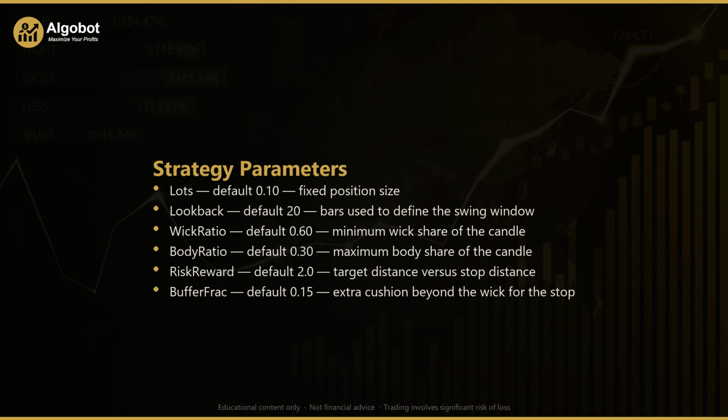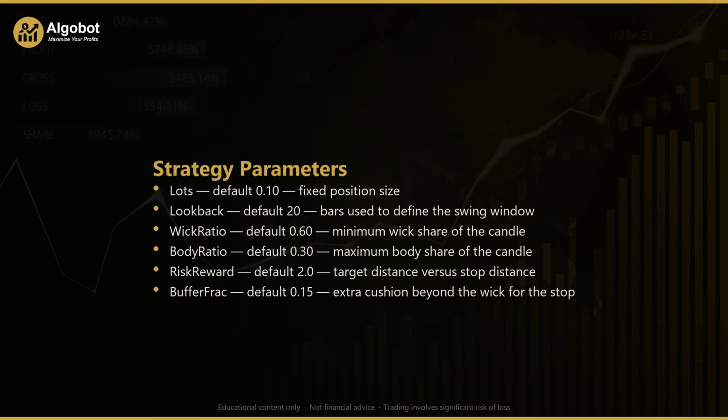Next is Lookback, defaulting to 20 bars. This sets how many candles define the swing window whose high and low must be tagged. A larger Lookback demands a more significant extreme, so signals become rarer but arguably more meaningful. A smaller Lookback produces more frequent, but less selective, setups.